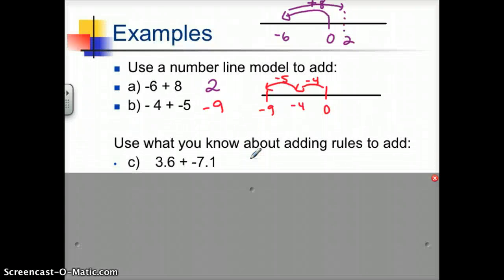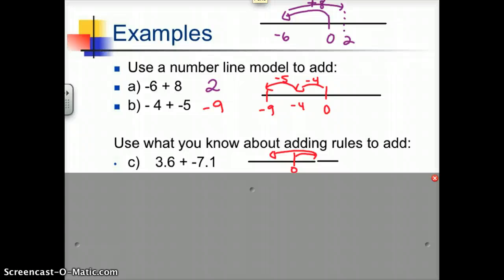Sometimes problems are a little tricky to use a number line, at least really easily, but I like to use my number line ideas to help me think about what's going to happen. So let's try this one, 3.6 plus negative 7.1. Again, if I'm looking at a number line idea, I've got my line here, and I start at 0, and I'm going 3.6, so I'm going to start over here at 3.6, and then I'm going to go negative 7.1, so 7.1 to the left. What I'd like you to think about is what's going to happen. So are you going to be in the positives or negatives?